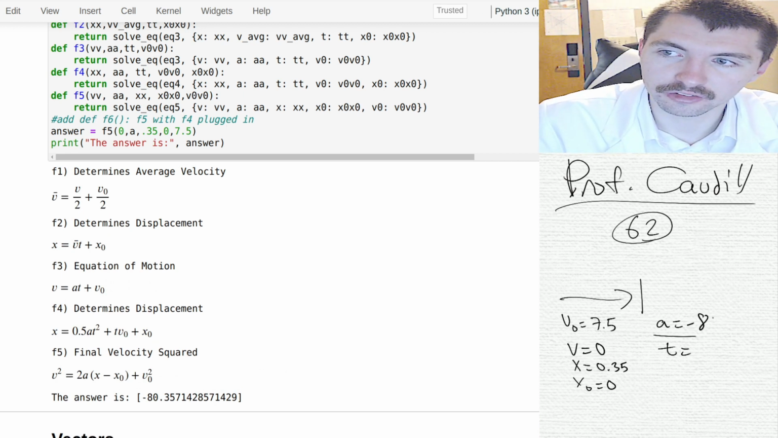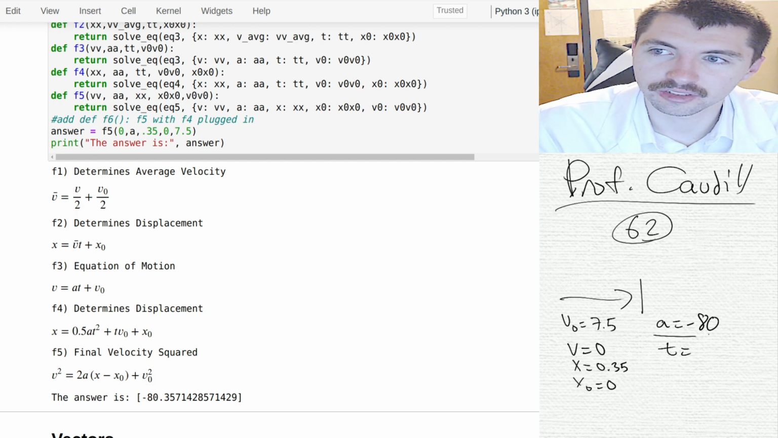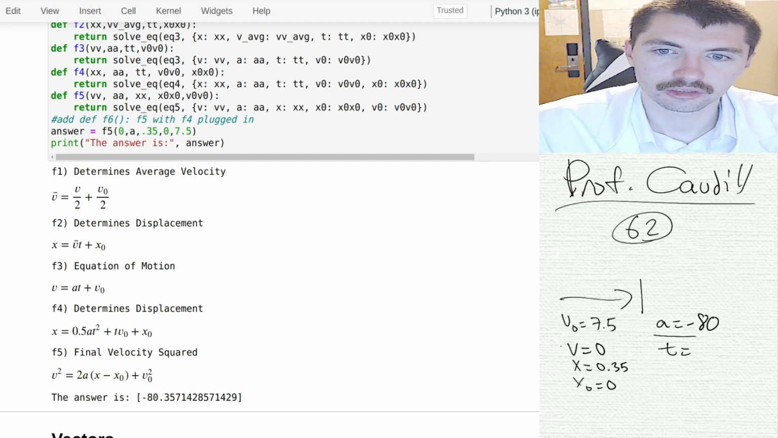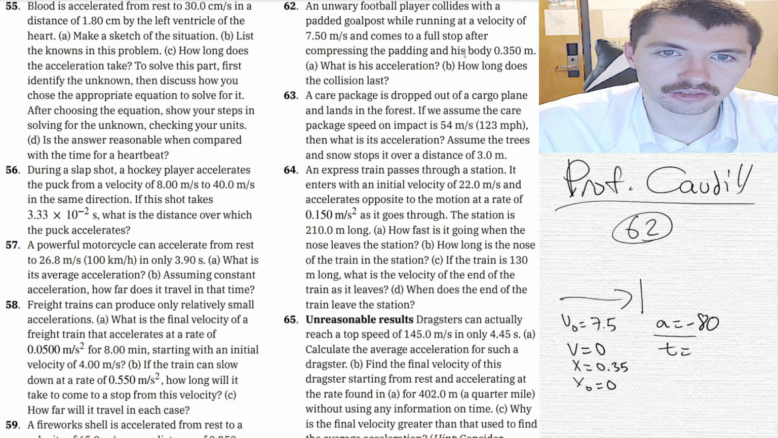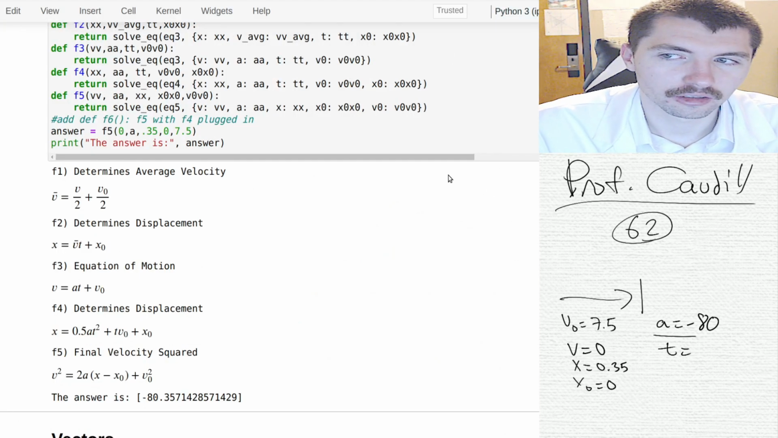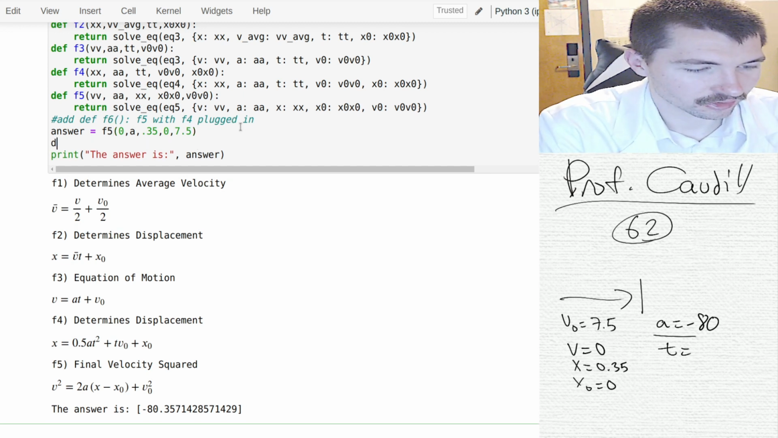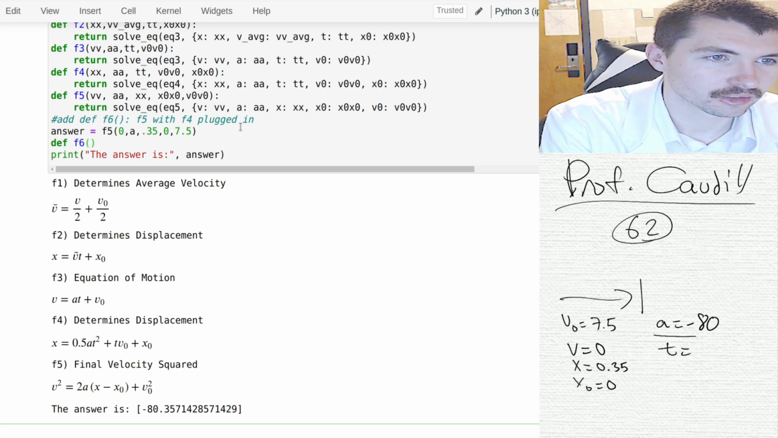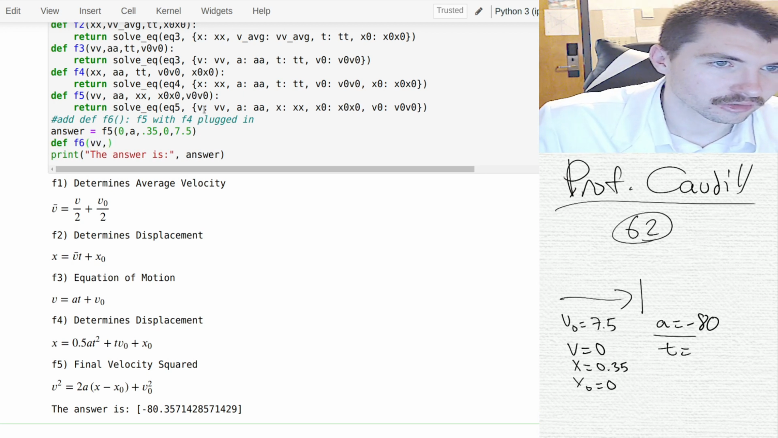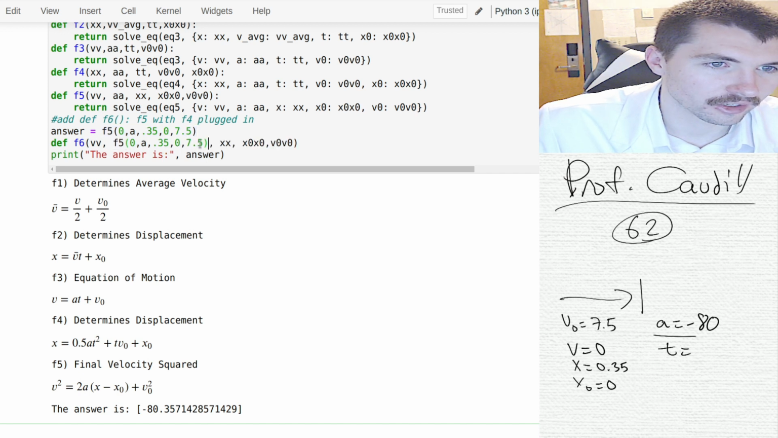Okay, so we're getting negative 80, and obviously that's meters per second squared. Let me double check. Yes, they're all in meters. So now we're going to use this. I did want to make something like F6, to find T. So it's going to be similar to this, except acceleration is that.